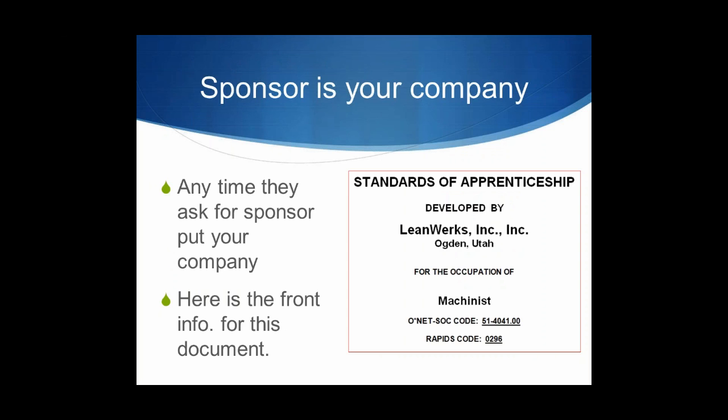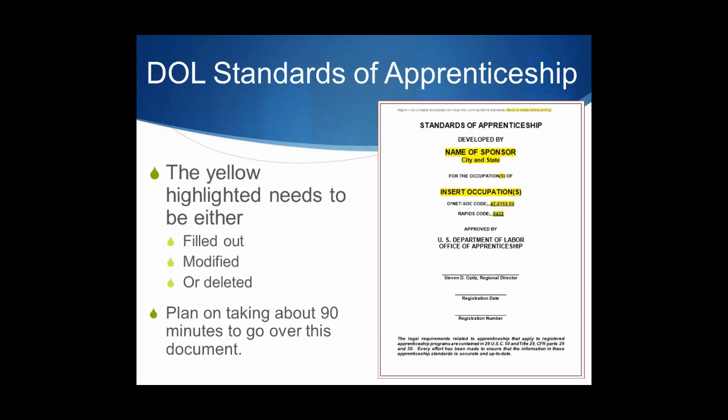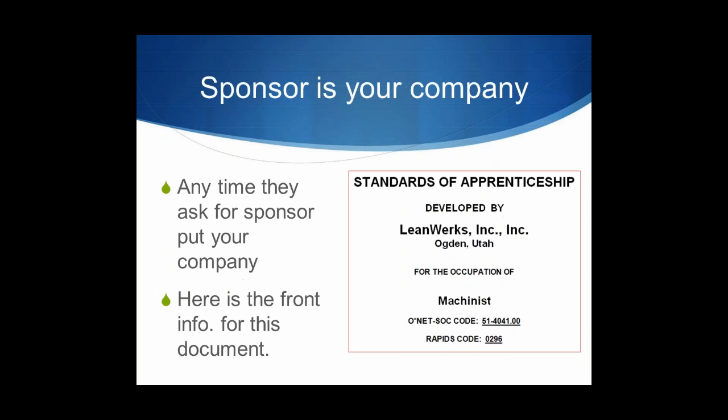So the first thing you need to do, I'm going to back up just a second. You see the yellow over on the right there, where it says name of sponsor, city and state, all that. This is just the blown up portion of that where I've included LeanWorks. Obviously, I have a typo in there. It should just say LeanWorks Inc. and not Inc. twice. Ogden, Utah, for the occupation of machinist.